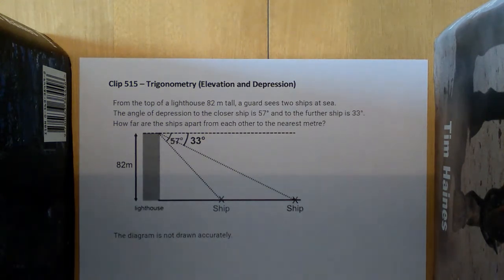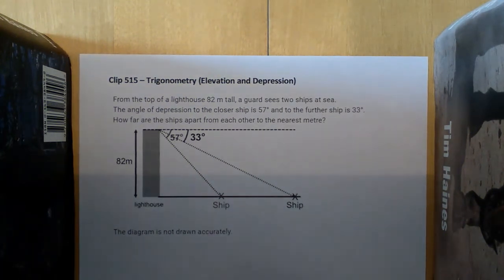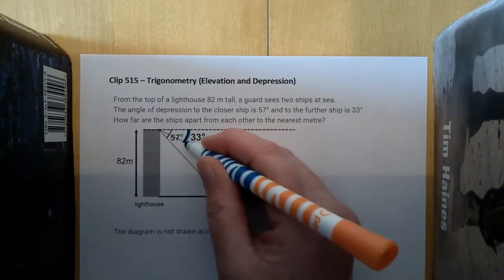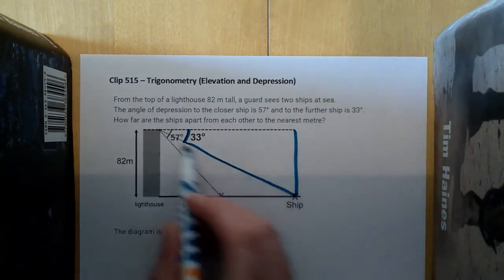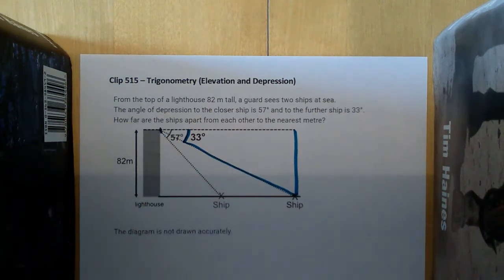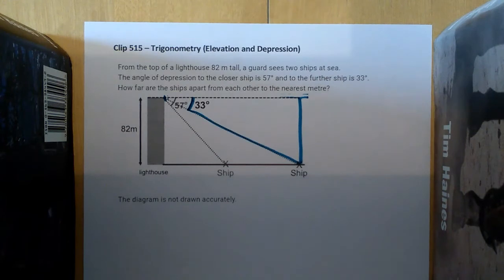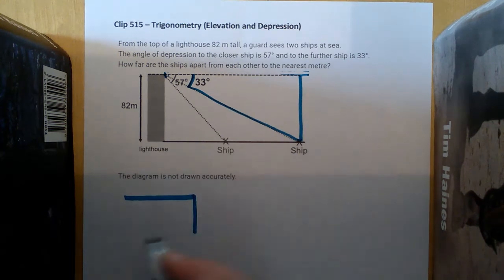Okay, so I've got a lighthouse that's 82 metres tall, and we've got to try and figure out the distance between these two ships. Questions like this we work out as two different triangles. So you can see my first triangle is here. Okay, so it's this one. I'm trying to figure out the distance from the lighthouse to here, because I'm trying to figure out this distance between the two ships. So I need to first figure out this distance. So if we look at that triangle separately, I've got this distance and we've got that.